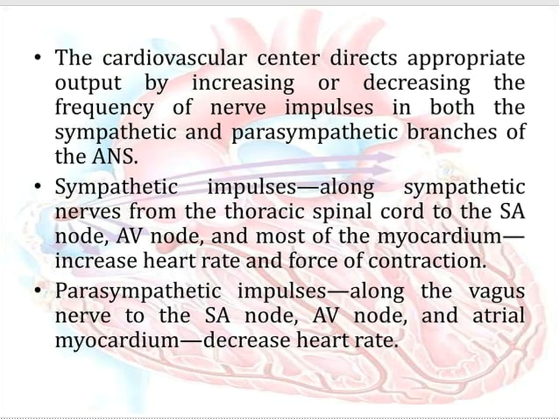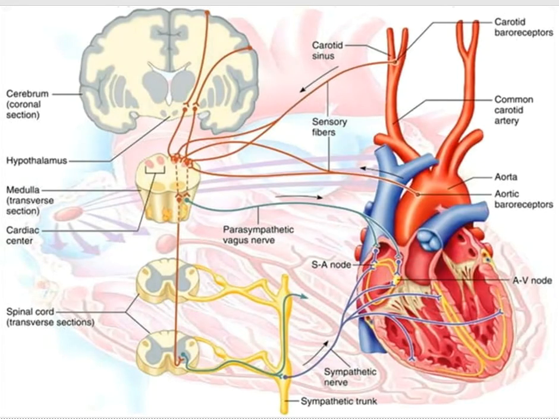So going to the next slide, here you can see the anatomical diagram. That is the medulla oblongata, with the wires coming from the cardiovascular center. The medulla oblongata is further connected to the sympathetic and parasympathetic nodes, which have their actions over here.